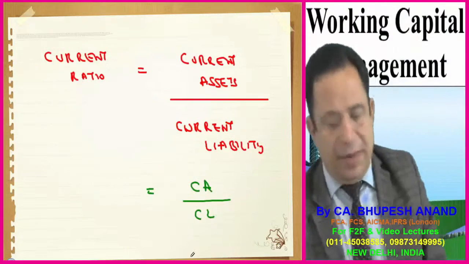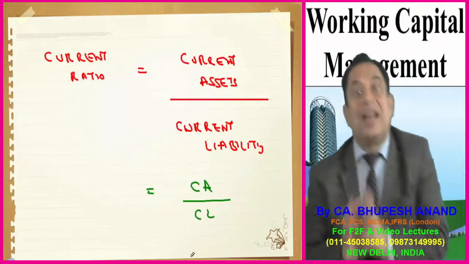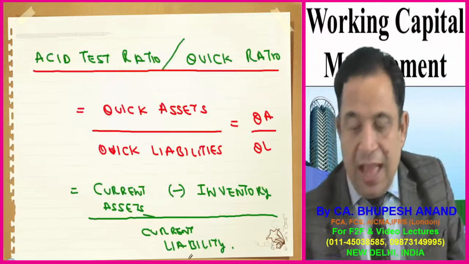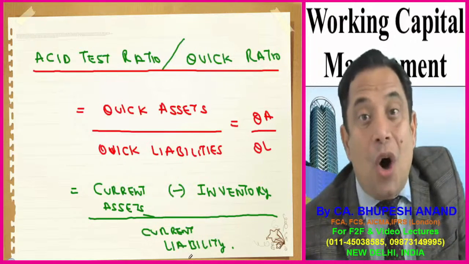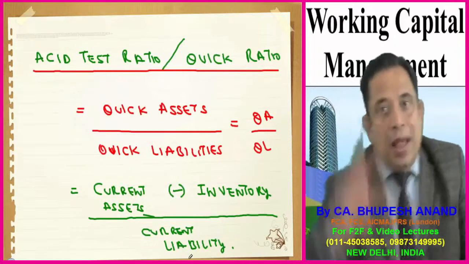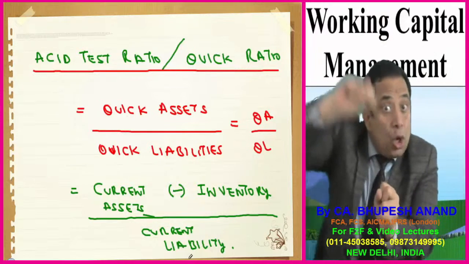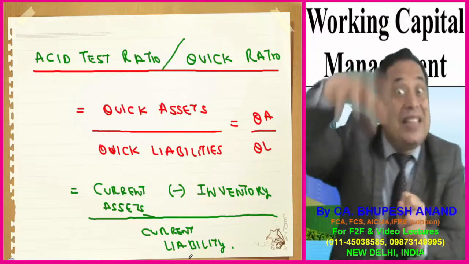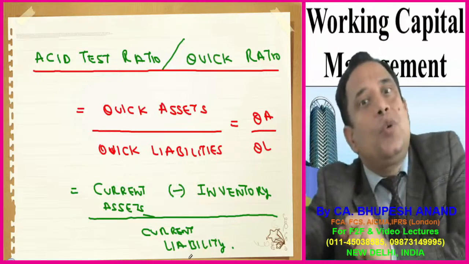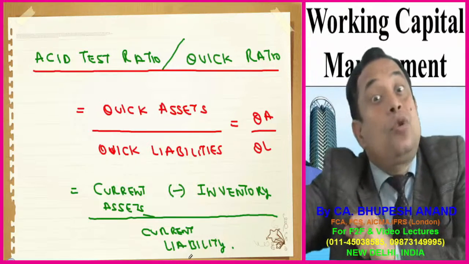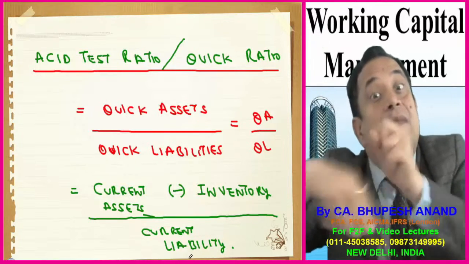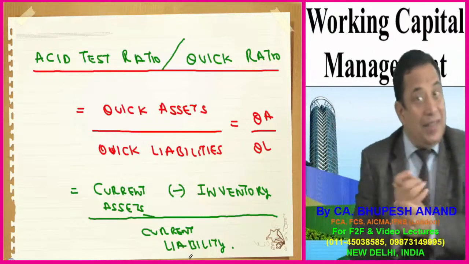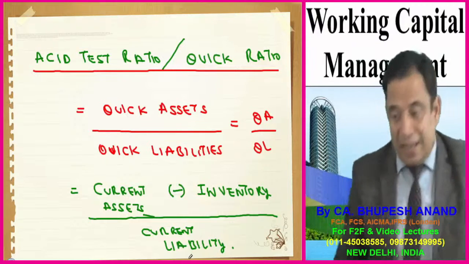So please write down the formula. Current ratio is equal to current assets upon current liabilities. And when I say acid test ratio, or quick ratio, I will subtract inventory, and I have told you the logic why I will deduct inventory from current assets, because it can take some more time to convert into cash, because it depends upon so many contingencies. So as per the CFA Level 1 curriculum, I will deduct it. So the formula will be quick assets upon quick liabilities, that is current assets minus inventory upon current liabilities.